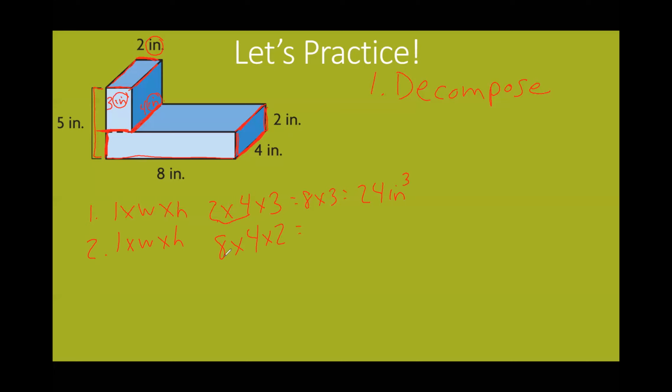Okay, so we can multiply using the commutative property. I could do 4 times 2 and that's 8. And what's 8 times 8? Or I can do 8 times 4 is 32. That one's a little bit easier for me. 32 times 2 is 64. And don't forget that it's inches cubed. So the volume of this figure is 24 inches cubed, and the volume of this figure is 64 inches cubed.